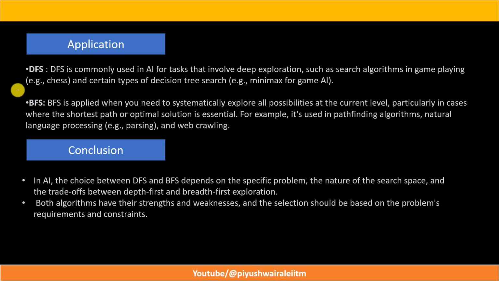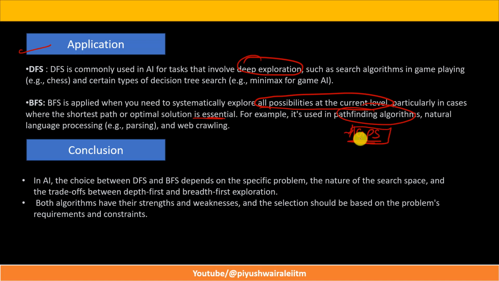Now, what are the applications? DFS is commonly used in AI for tasks that involve deep exploration, such as search algorithms in game playing, and certain types of decision trees, like Minimax for game AI. But BFS is applied when you need to systematically explore all possibilities at the current level, particularly in cases where the shortest path or optimal solution is essential. For example, it's used in pathfinding algorithms and natural language processing. Pathfinding algorithm is basically our GPS, right? So if anyone asks you which algorithm is used in GPS navigation, BFS is the answer.